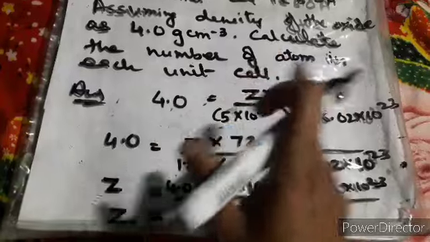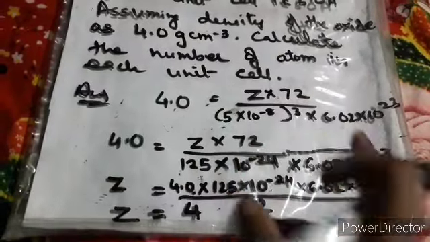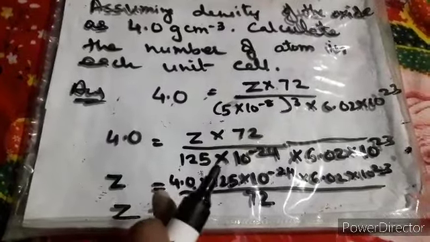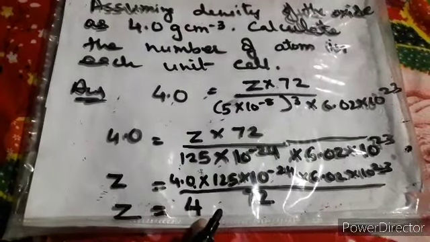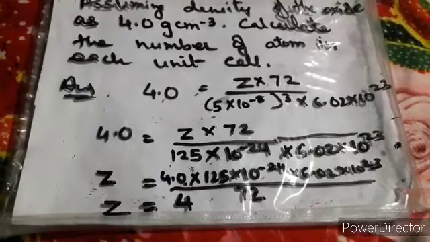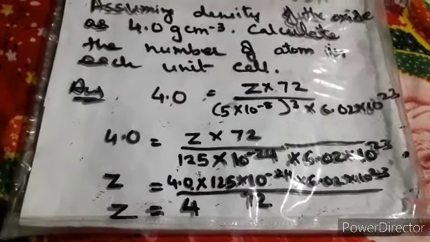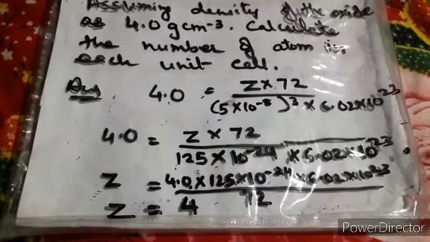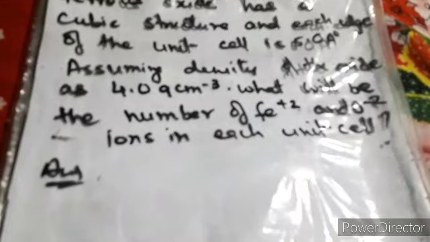Instead of calculating the number of atoms in each unit cell, you can put this. I think this numerical is clear to you, so just see that your answer is this. I am just changing the last part of the numerical. You have to do the same manner, only the last line will be changed. So I am first of all changing the question, and then putting that line. Now you can see I have just simply changed the last line: what will be the number of Fe plus 2 and O minus 2 ions in each unit cell.